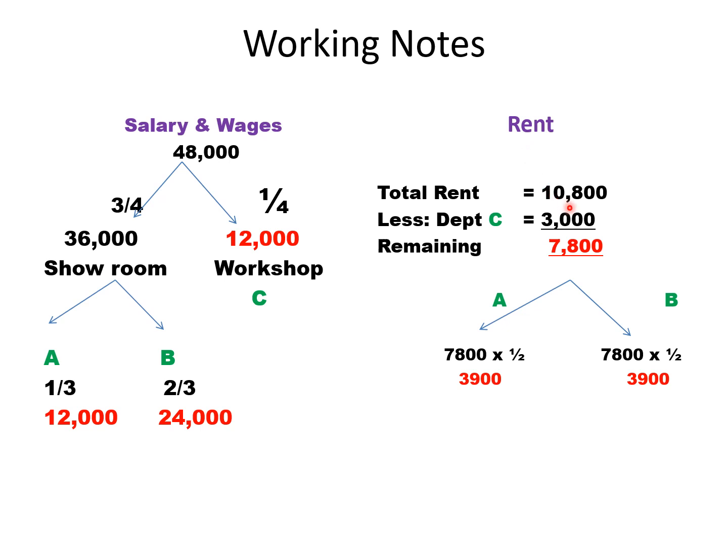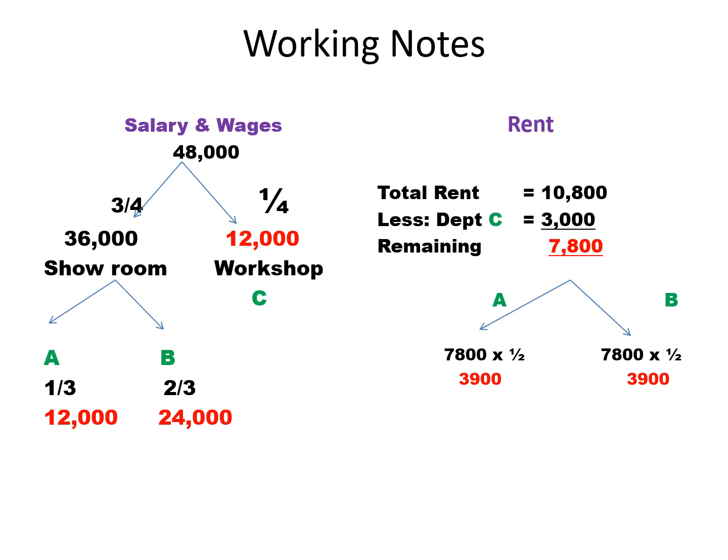Come back to rent calculation, students. Total rent is 10,800. In that, rent of department C is 3,000. How do you get 3,000? 500 into 6 months, 6 months ending. So 500 into 6, you get 3,000. Then the remaining 7,800 distribute to A and B equally as instructed in the question. So 7,800 into half, A gets 3,900, B gets 3,900 and C will be 3,000.